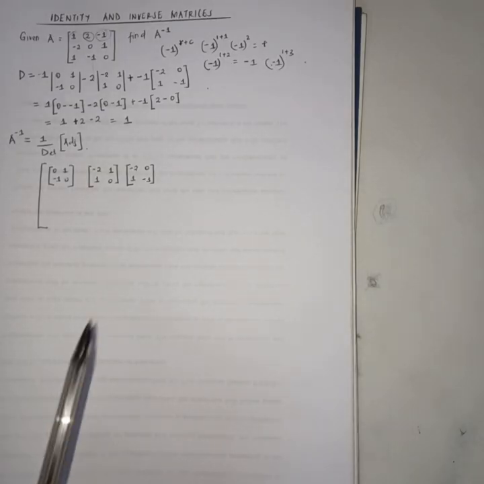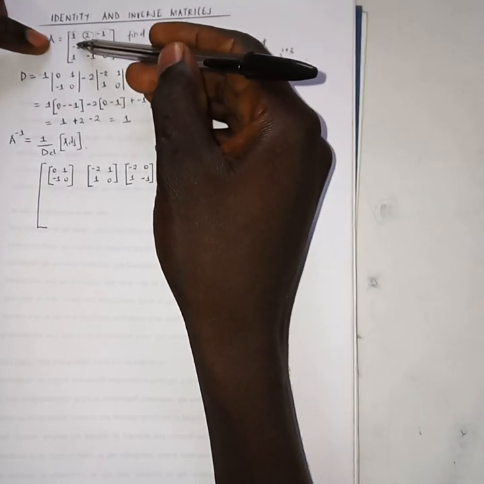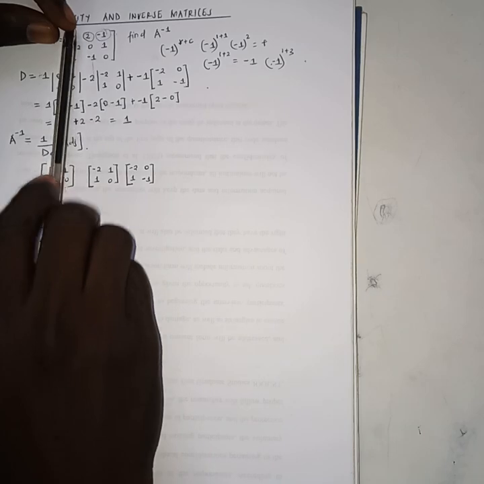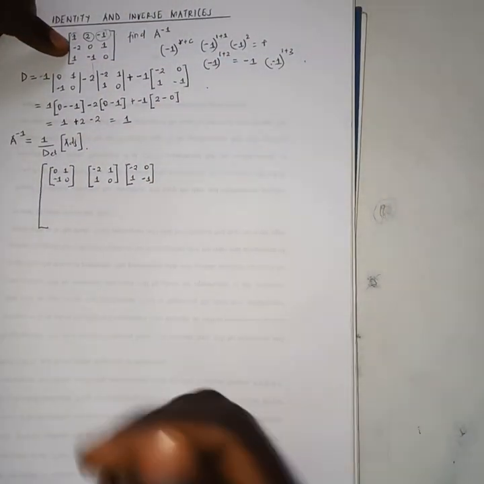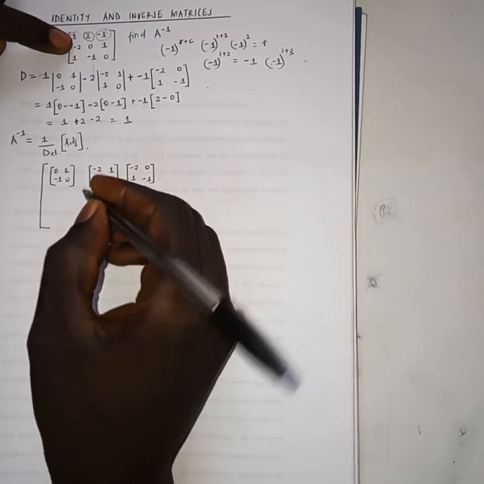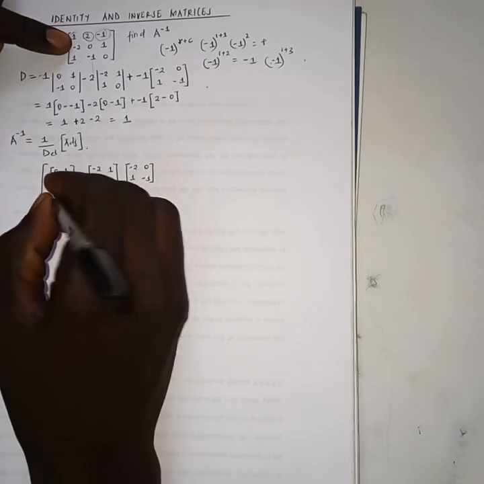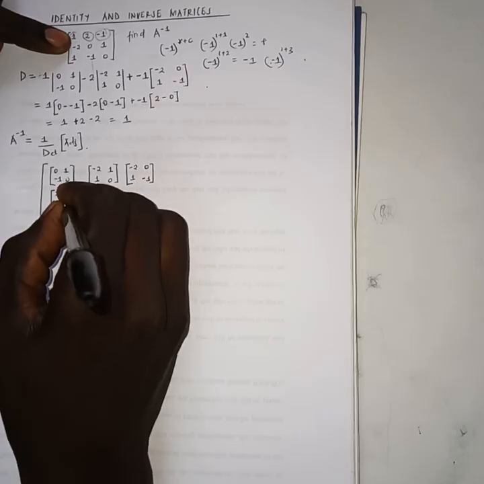The values of the cofactor matrix will be those in row 1. So we are moving to row 2, and we are standing on this value negative 2. We'll be hiding this value here and the value in the middle. So the cofactor matrix now will be 2, negative 1, negative 1, 0.